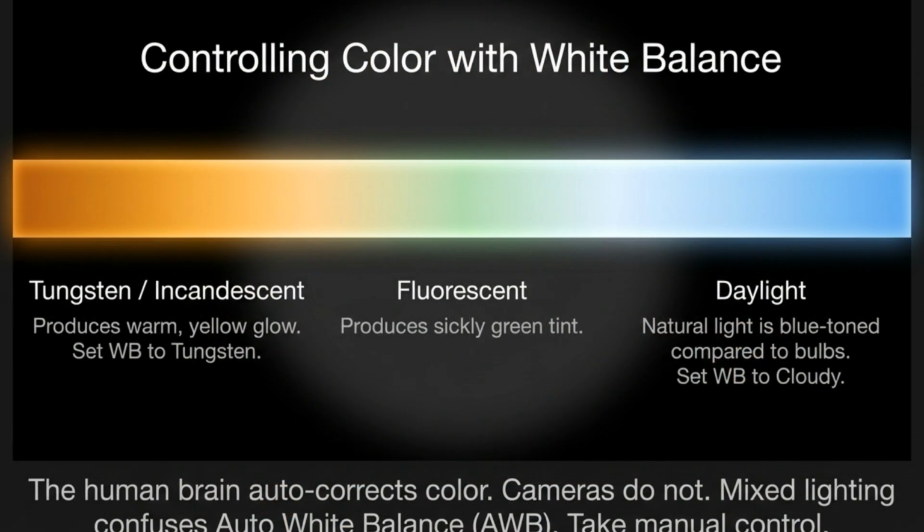Control color with white balance. The human brain auto-corrects color, but cameras do not. Different light sources like tungsten, fluorescent, and daylight require manual white balance adjustments for accurate color rendering.